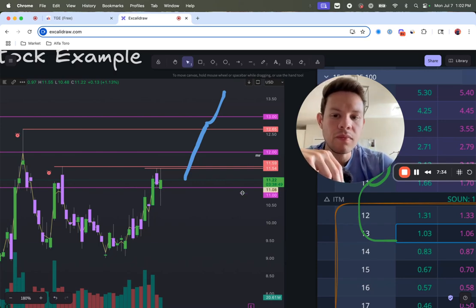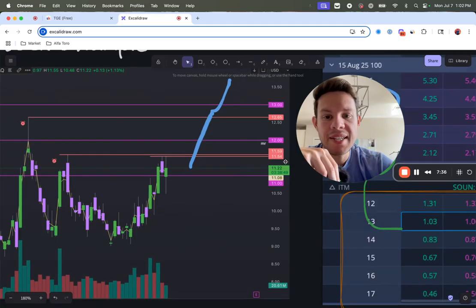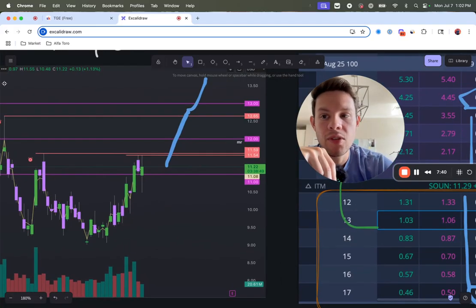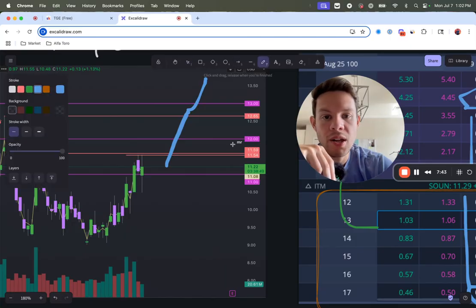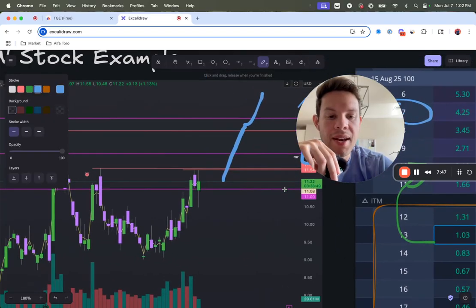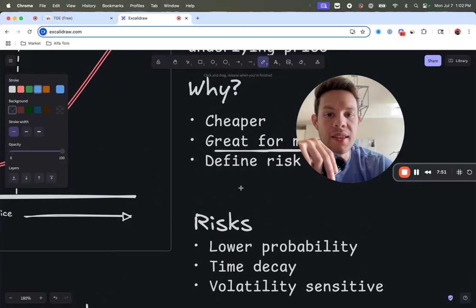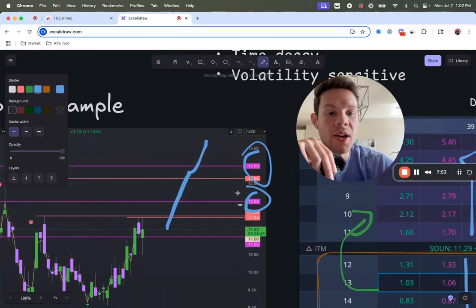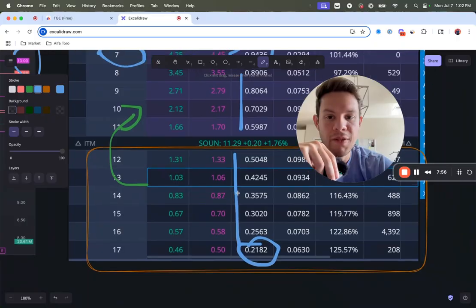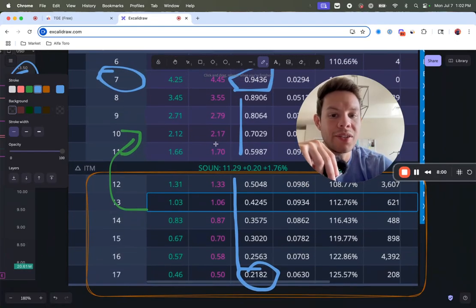And so what we're seeing with SOUN at the moment is that it's picking up momentum, but there's a couple things in the way, which is this $12 strike and this $13 strike. Now with that said, the reason why we pick a $13 strike is because it's cheaper, right? You can see here it's $1 versus $2. Okay, so I can leverage my capital more efficiently.